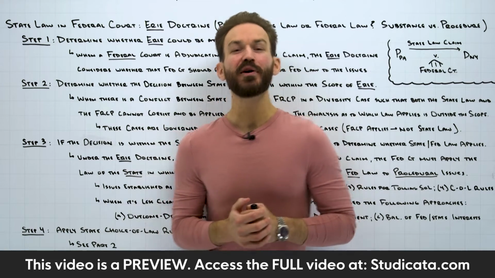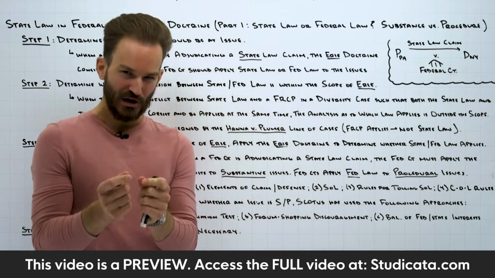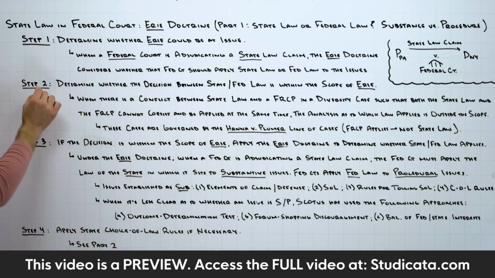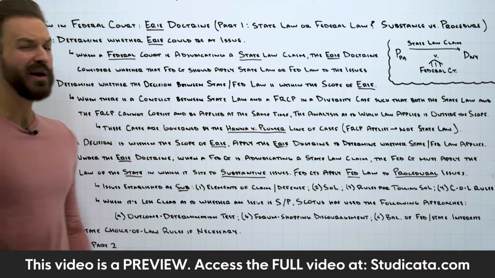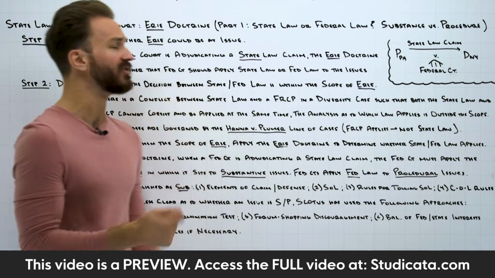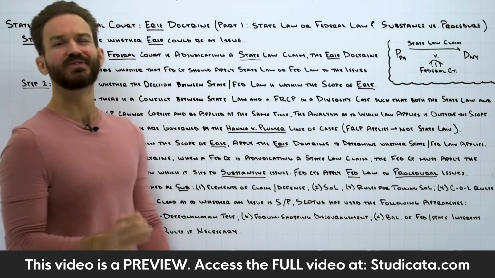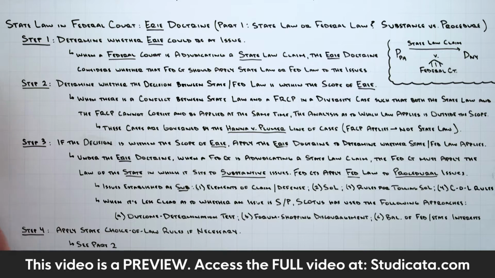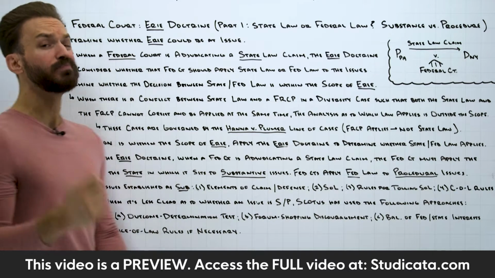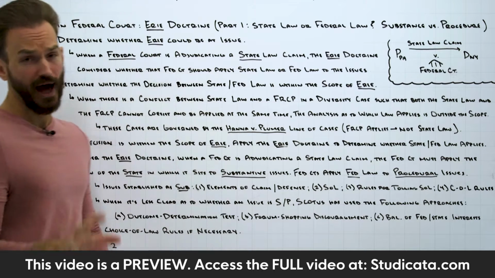In this lesson, we're going to begin our discussion of the Erie Doctrine. As you can see up here on the board, we have a four-step approach to deal with Erie. We can just jump right into it with step number one, which is some basic issue spotting. Step number one, of course, we want to determine whether Erie could be an issue in our fact pattern. How do we do this?